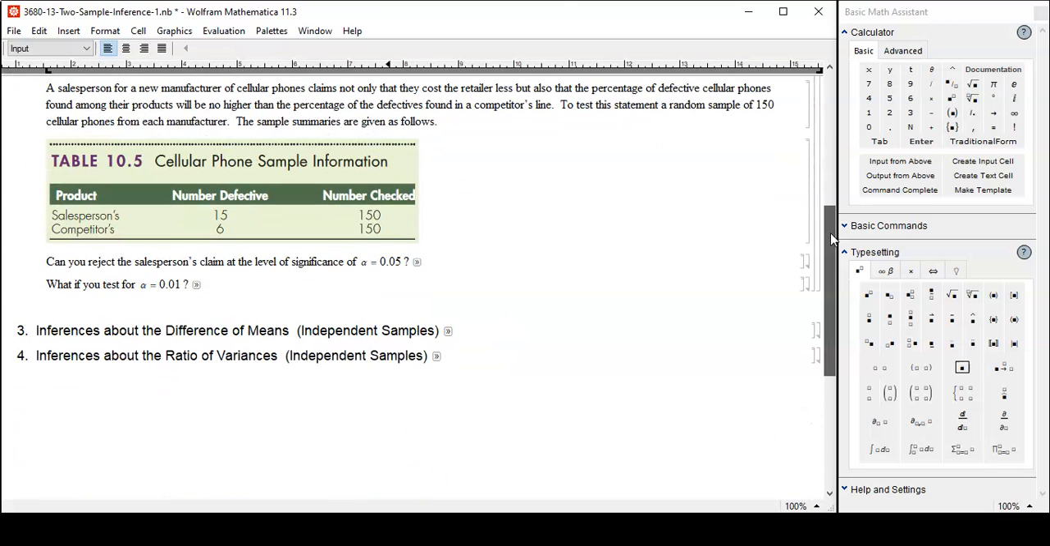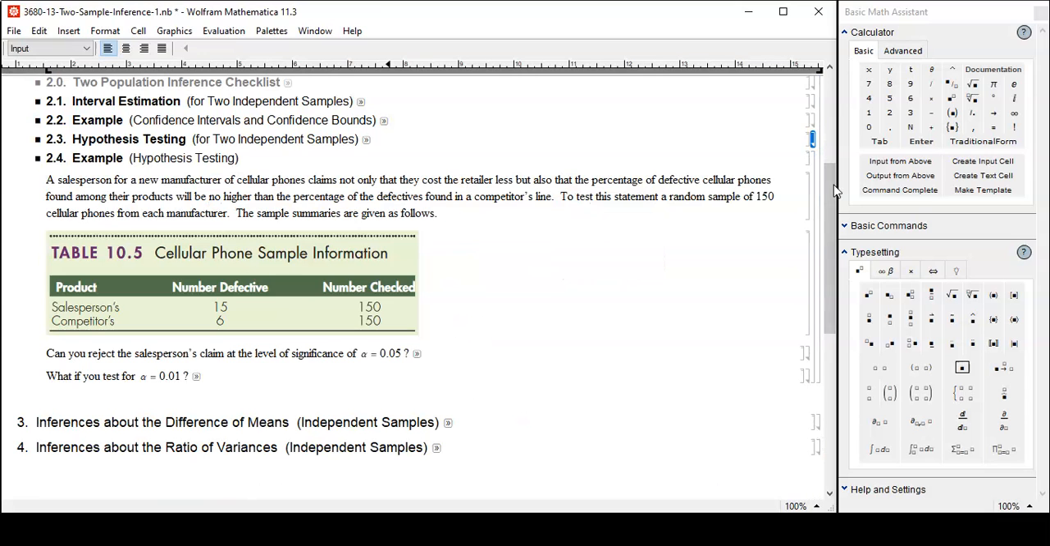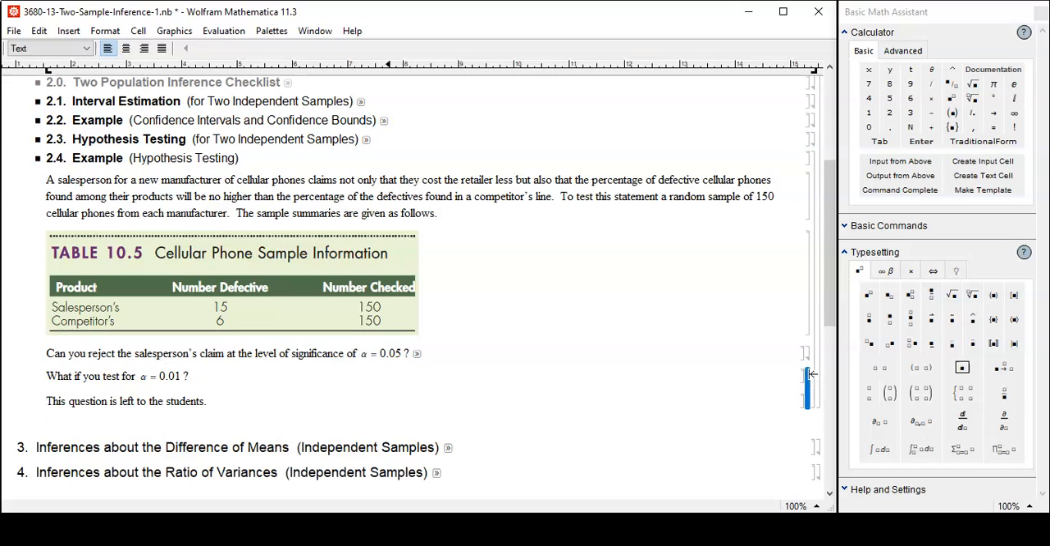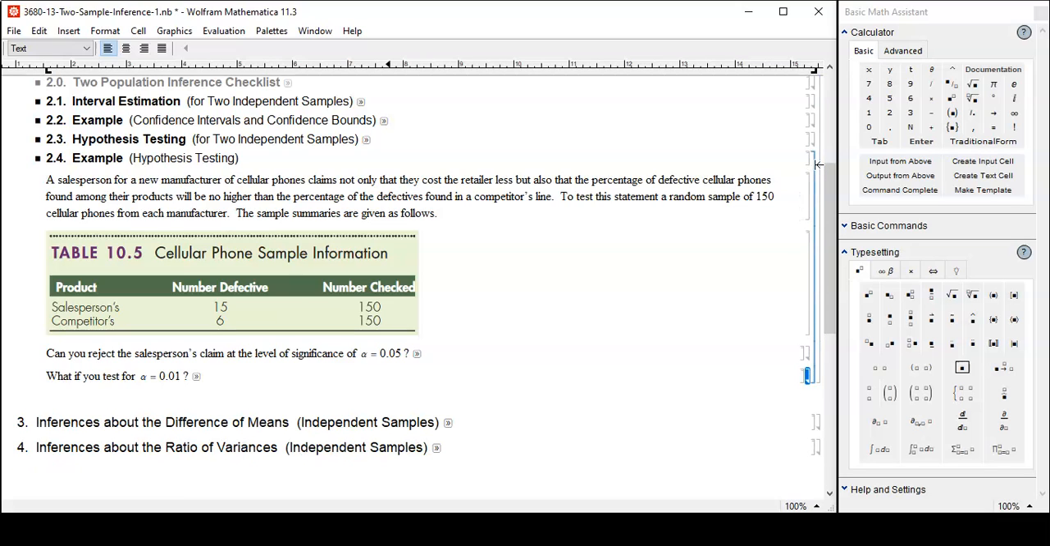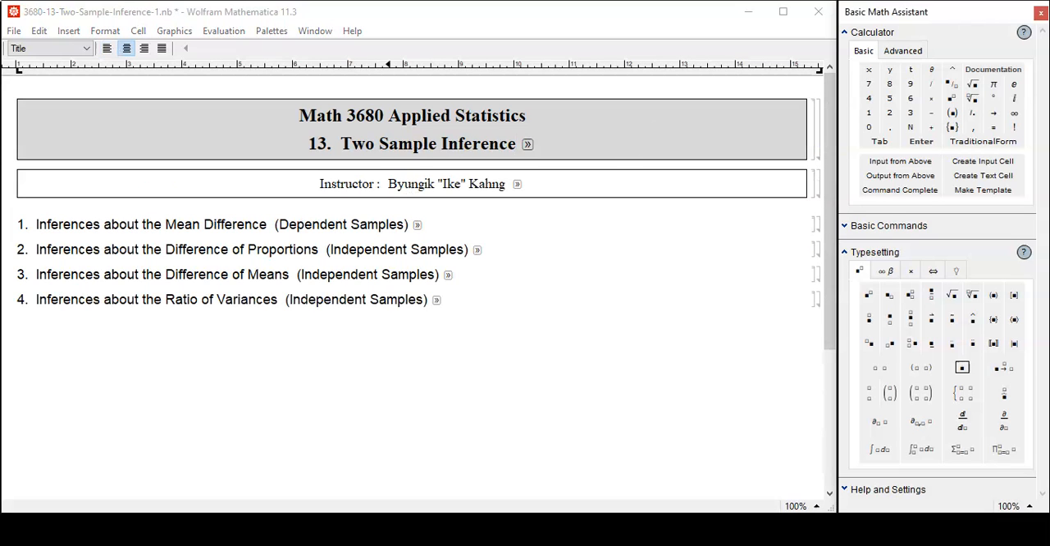For hypothesis testing, on the other hand, you have to change a lot of things. You have to reconcile the proportions, and then you have to find that new SE, and so on and so forth. The structure of the hypotheses also changes accordingly. Okay, I'll leave the rest of the problem to you. What if you change the alpha value to something different? I'm going to leave that to students. Okay, so much for section 2, and we're going to discuss sections 3 and 4 in separate videos.